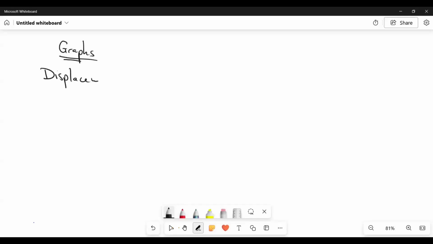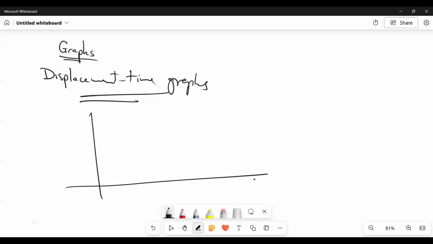Displacement time graphs, right? As I said, the graph plots displacement, and this can either be in meters or km, and the time can either be in seconds or hours, right? Good. And you can have displacement time graphs being okay. You can have something like this.